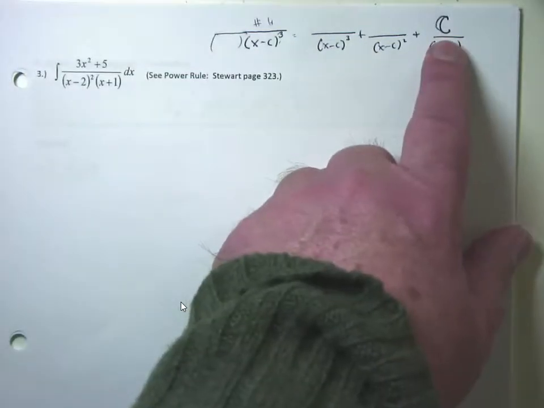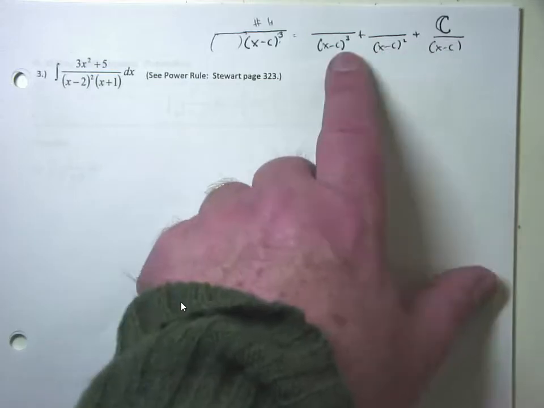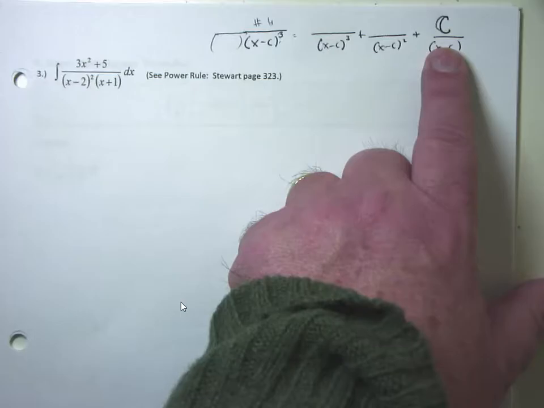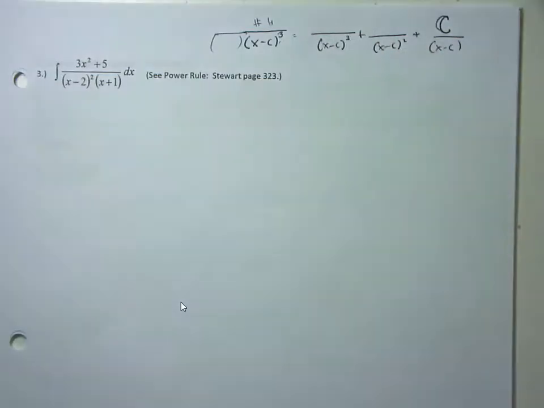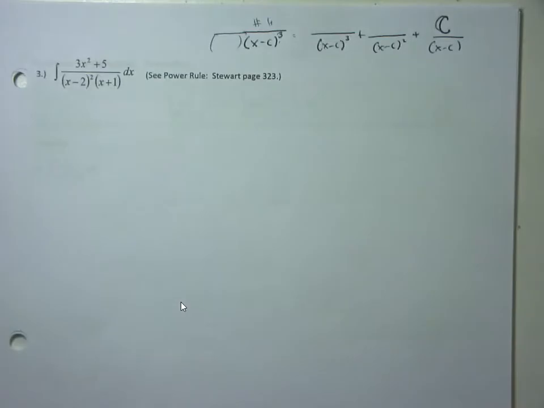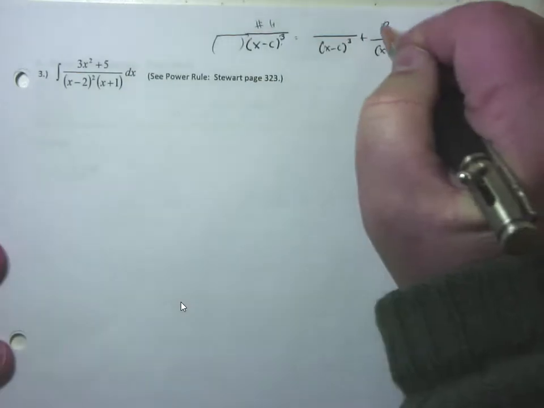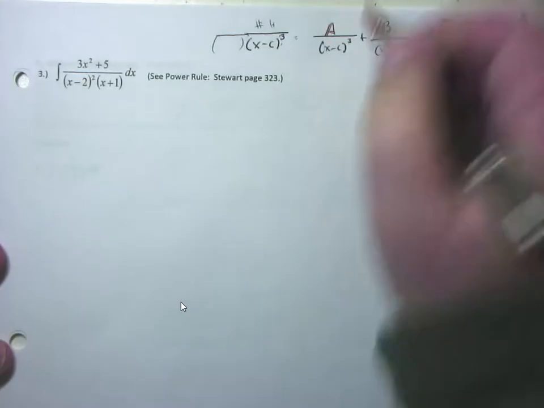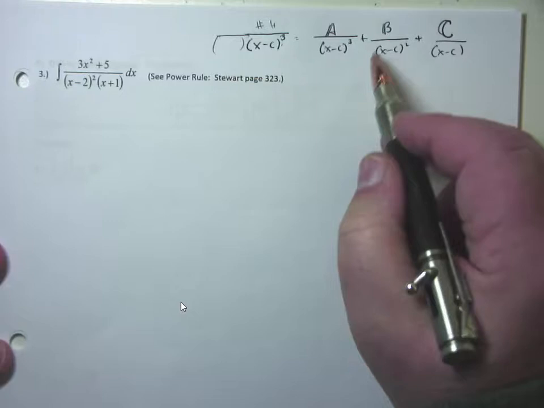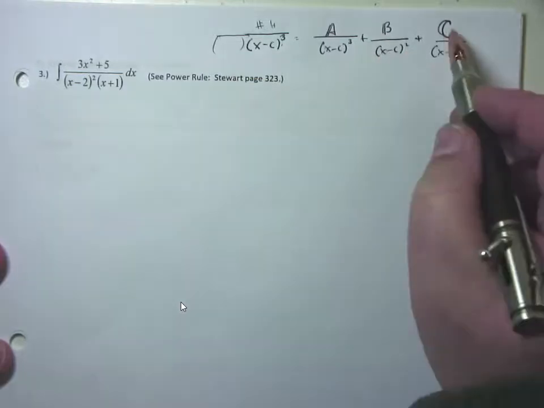But because all these guys are cut from the same mold, since this guy is a constant, the power rule says all the other factors that have this factor raised to a power will also have the same style numerator, which would be a constant. So this one's going to be a constant here. This one's going to be a constant here. So you get a constant over x minus c cubed, plus a constant over x minus c squared, plus a constant over x minus c.